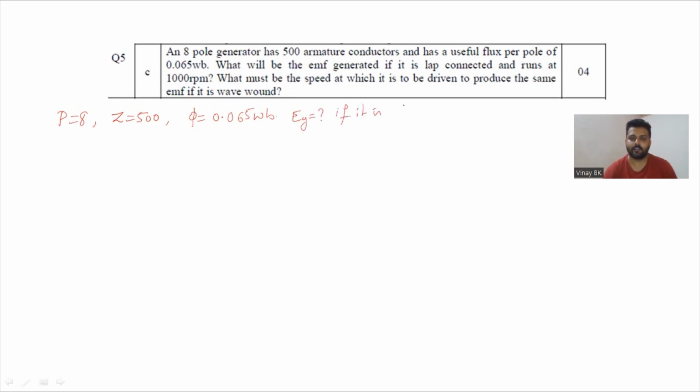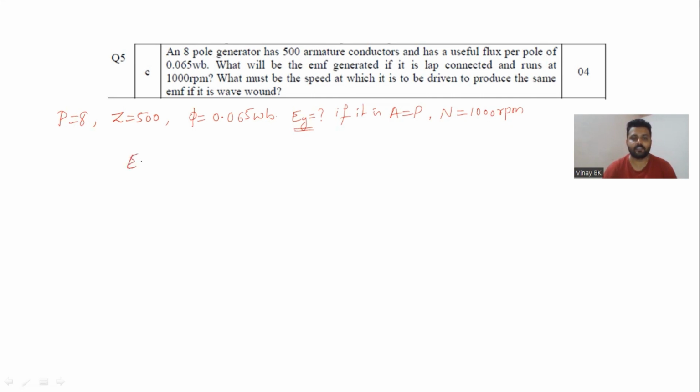if it is lap connected, that is A equals P, and it runs at N equals 1000 RPM. So first you need to find the generated EMF for this condition. Later you need to find the speed. What must be the speed for this calculated value of EG if it is wave winding? So let us find EG now.